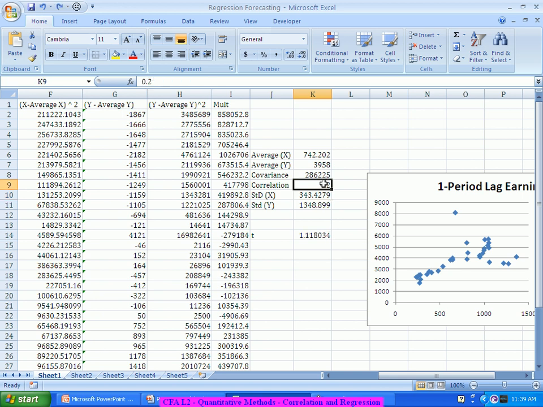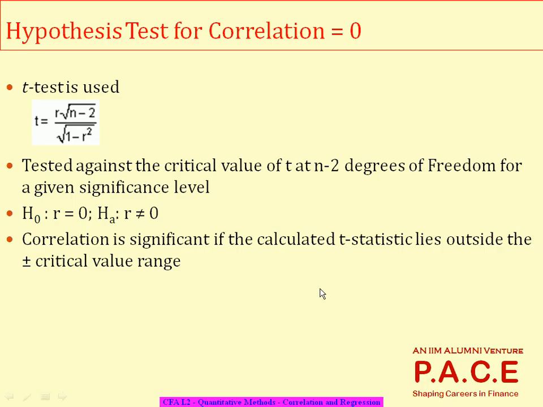So that's how we are looking at the correlation. In this case, the t value is 4.3, so we are directly saying there is a significant correlation existing.